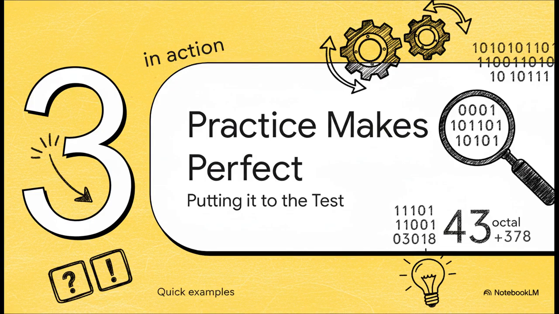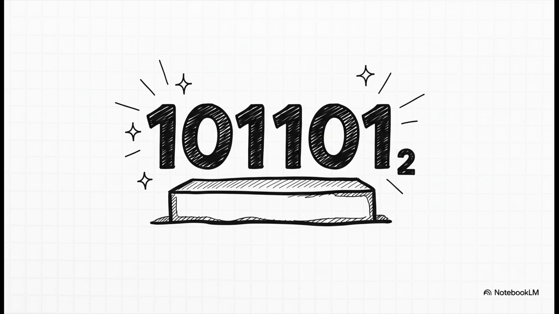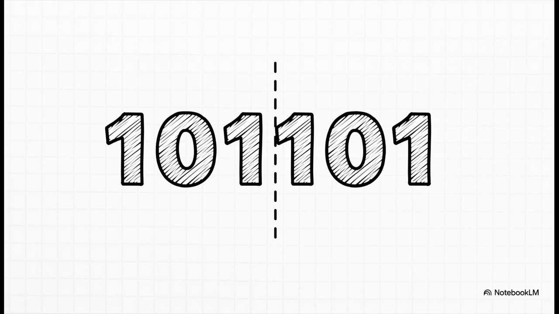All right, so theory is one thing, but seeing this in action is where it's really going to click for you. So let's put this little secret to the test. We'll run through a couple of quick examples. Okay, let's start with a nice clean one, 101101. It's got 6 digits, which you might have already guessed is just perfect for our 3-bit method. It's going to divide up real nice. So following the rule, we start from the right, count 1, 2, 3 digits, and boom, draw a line. And look at that, we get 2 perfect little groups, 101 and another 101.